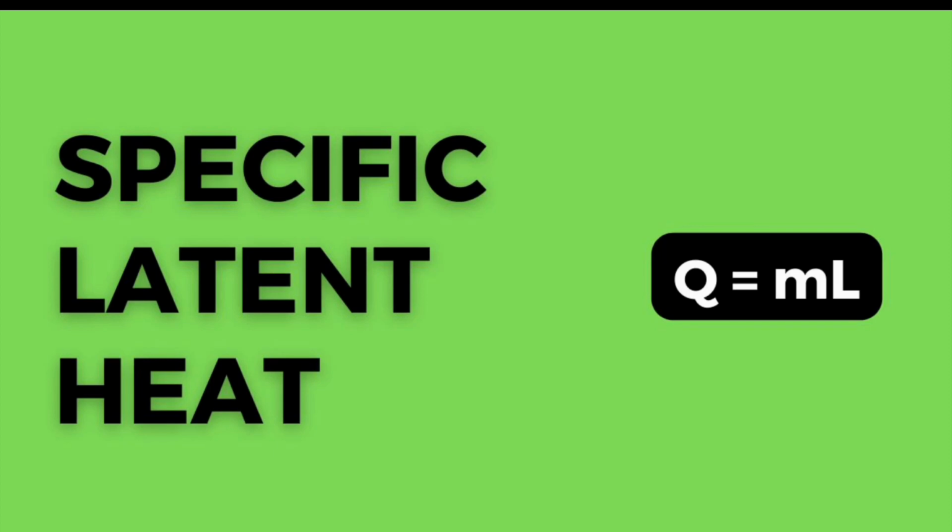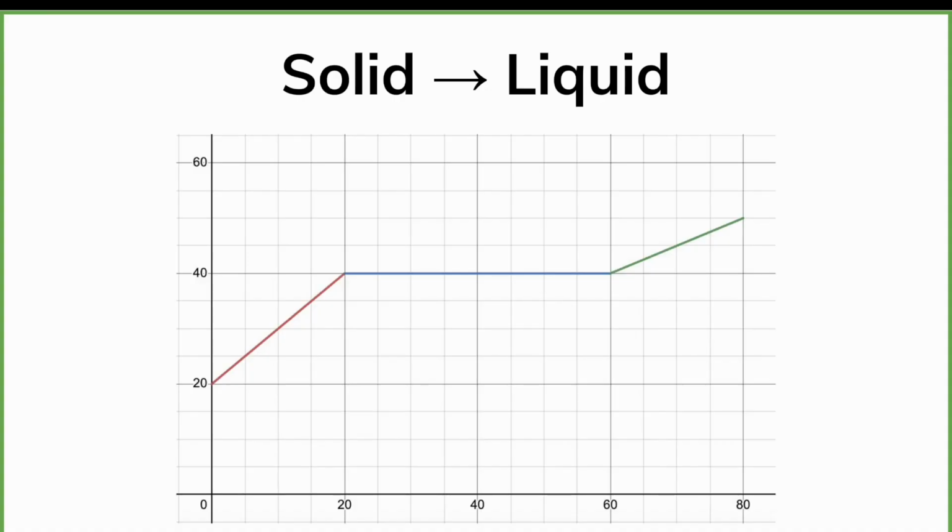In this video, we're going to look at what specific latent heat is and how to do calculations with latent heat. So when an object is having thermal energy provided to it, the temperature of that object increases until a certain point, and then there's a period of time where the temperature doesn't change. And this point here, represented by this flat line, is representing a phase change.